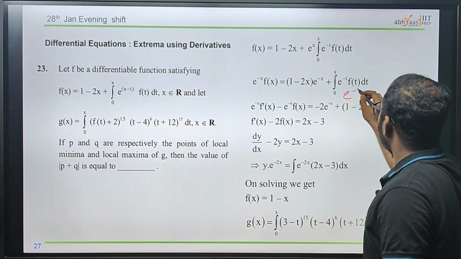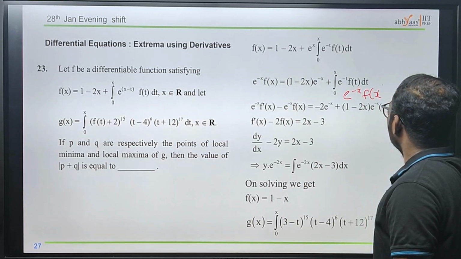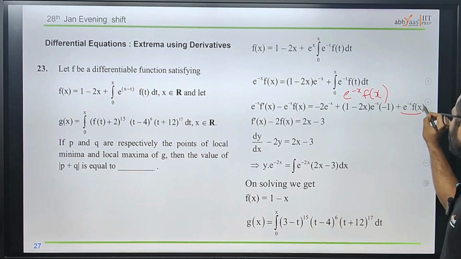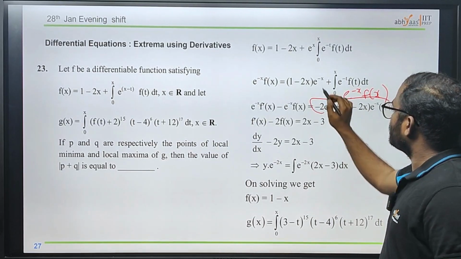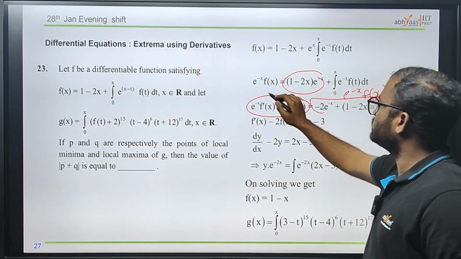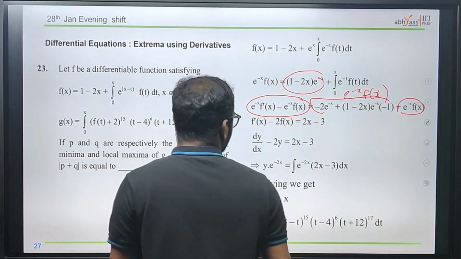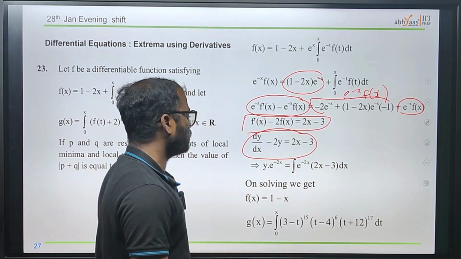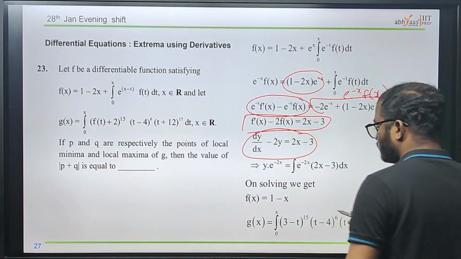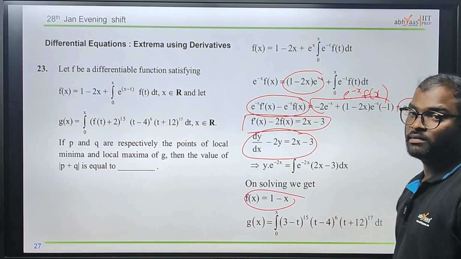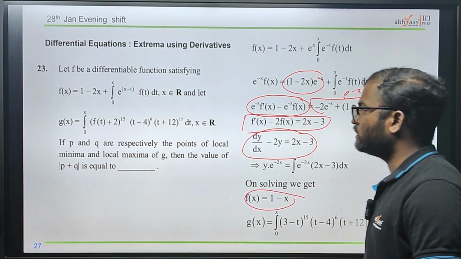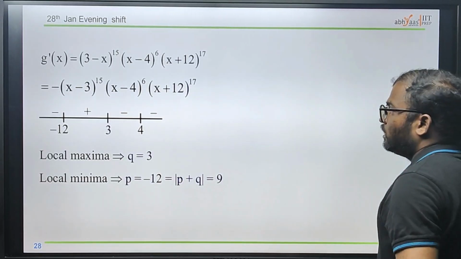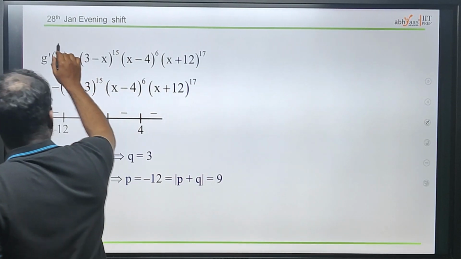This will be e power minus x f of x and e power 0 f of 0, that will be f of x. That's how we can easily see e power minus x, and this came from here. This is differentiated in UV form. Next, just simplification leads to the differential equation. Now we got f of x. From this we will get f of x on solving, and g of x follows a similar pattern, and we have a different thing, which is f of t plus 2 of 15. Just do a similar process, differentiate on both sides.